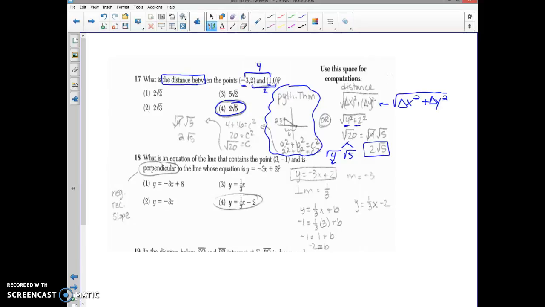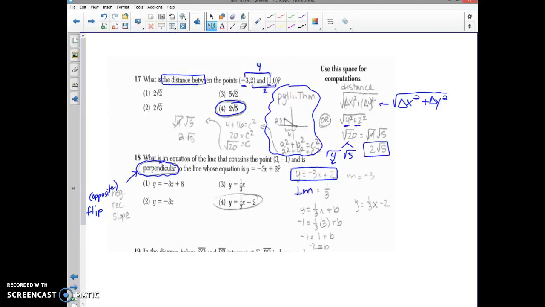Number 18, very similar to the one that we just did pertaining to parallel, only this one says perpendicular. Please remember that perpendicular means negative reciprocal slopes, opposite signs, and flipped fractions. Take the time in the questions, like Mrs. Pearson and I do, to highlight these vocabulary words. So what I did is I started out with the original equation. Y was all by itself.